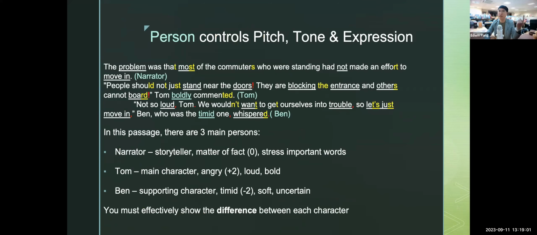Person is a little bit more challenging because in person, you have to become another character. And for those of us who are not so dramatic, this may be a bit difficult to do. It's easy to read as a narrator, right? You're just reading in a normal tone. But the moment you become a character, you need to sound different from the narrator. Usually, you need to sound more excited. In this case, the narrator is the person telling you the story, and then Tom and Ben are two different characters in that story.